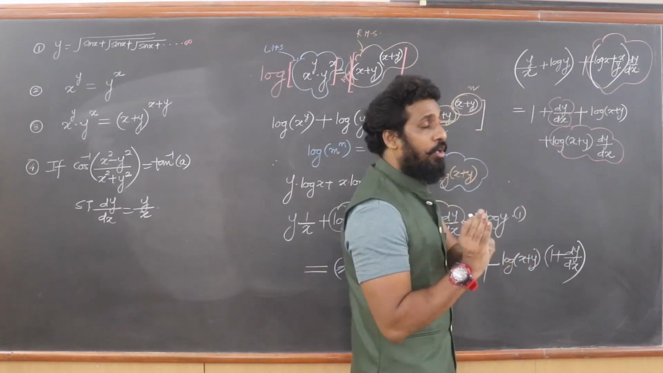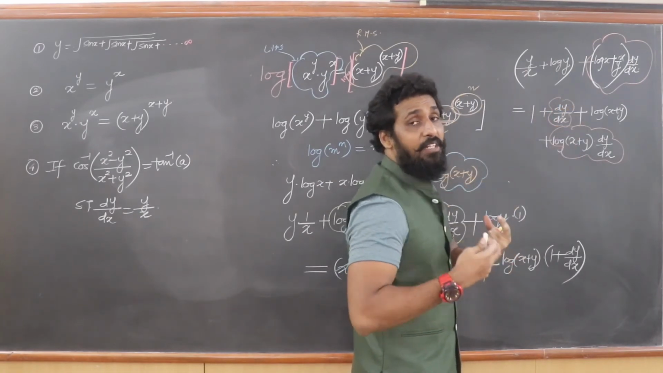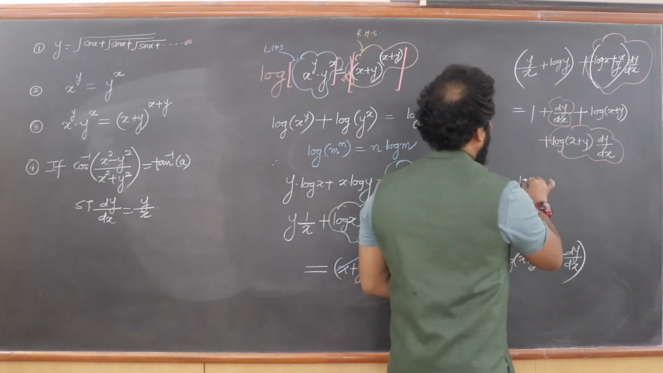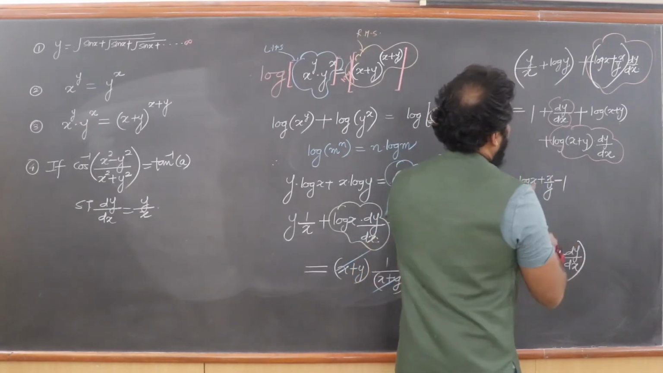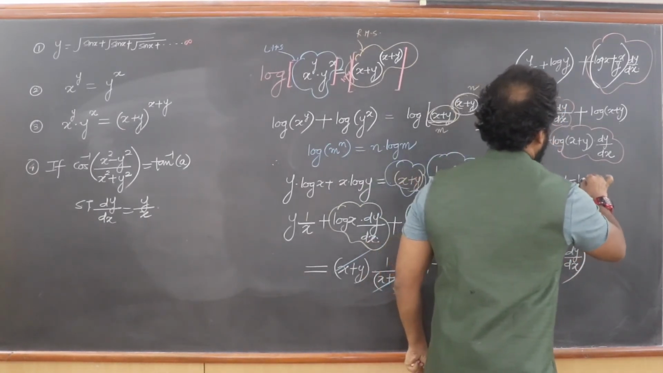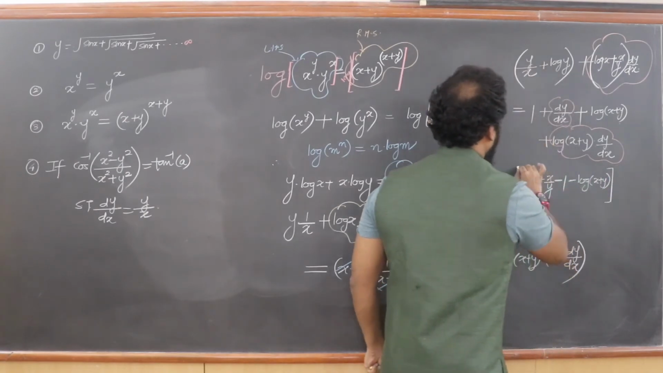Now I'm going to take a shortcut over here. These two terms when transferred on the left hand side will become negative. They will change their signs, and you are taking out dy by dx common, so you will be left with log x plus x upon y. Then this term has transferred on the other hand side, so that's minus 1 and minus of log of x plus y. And what are you going to take out common from here?